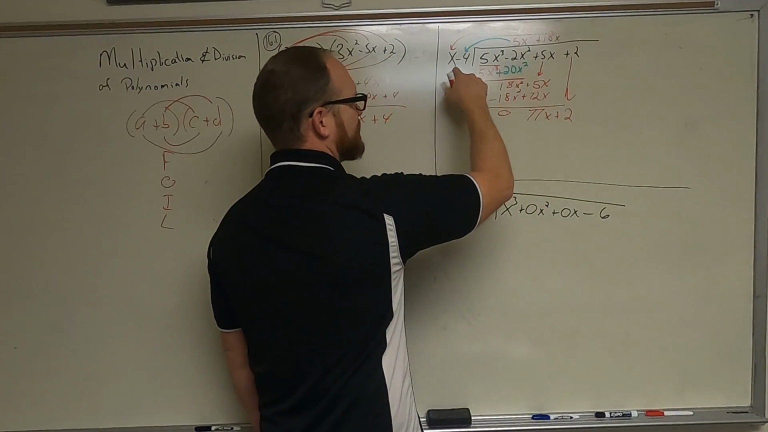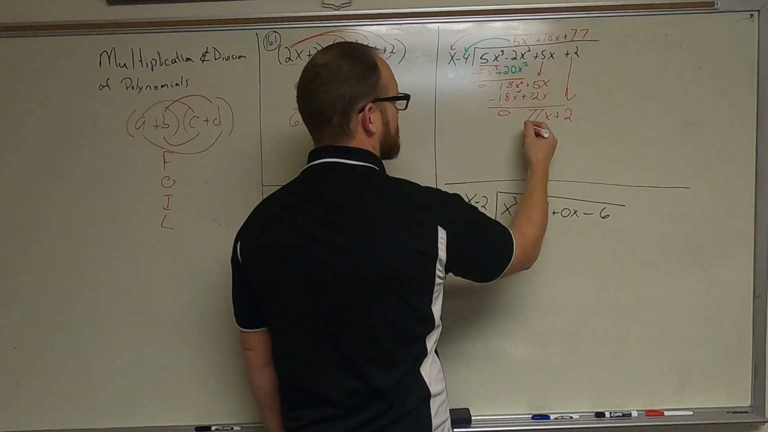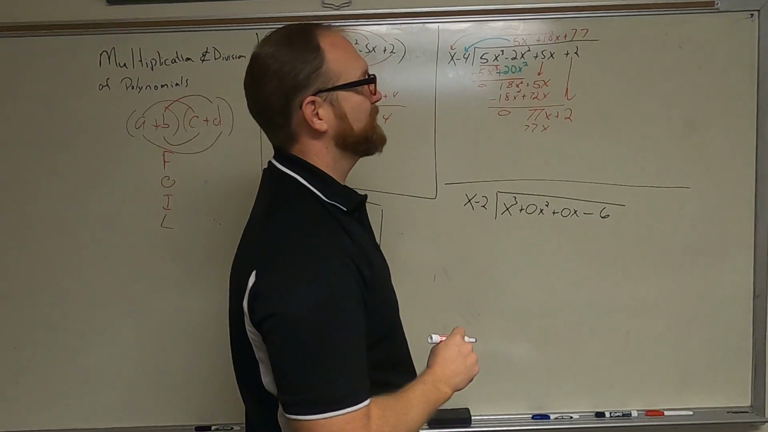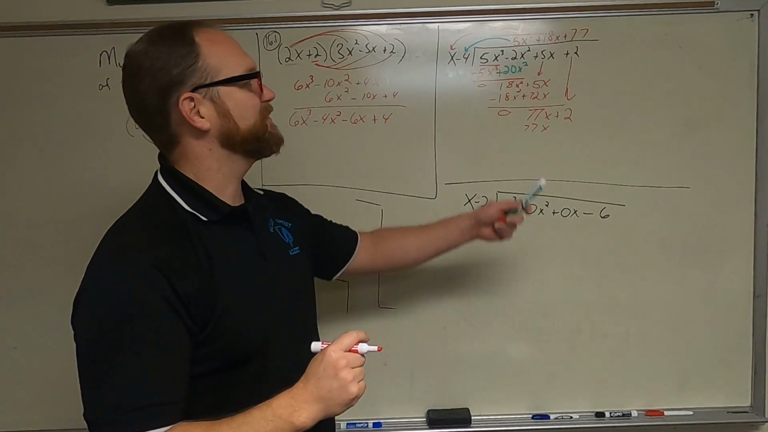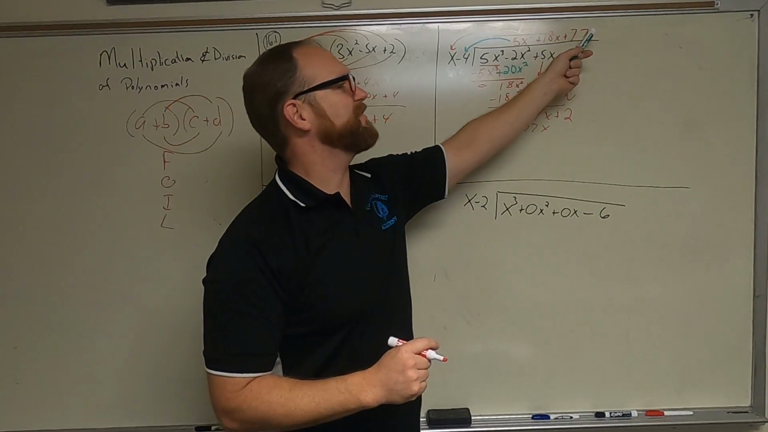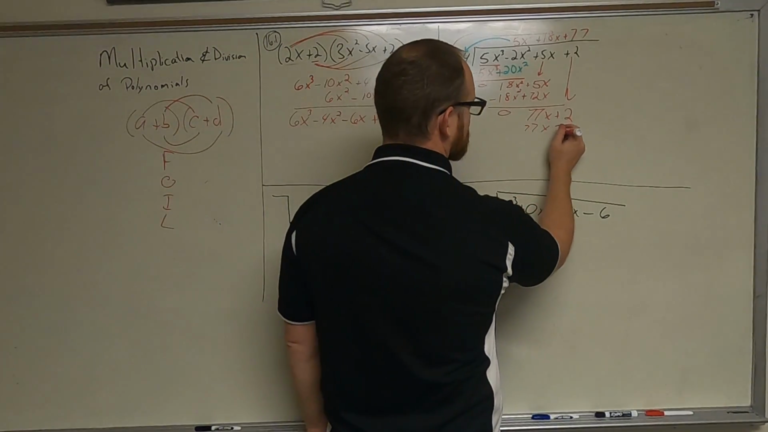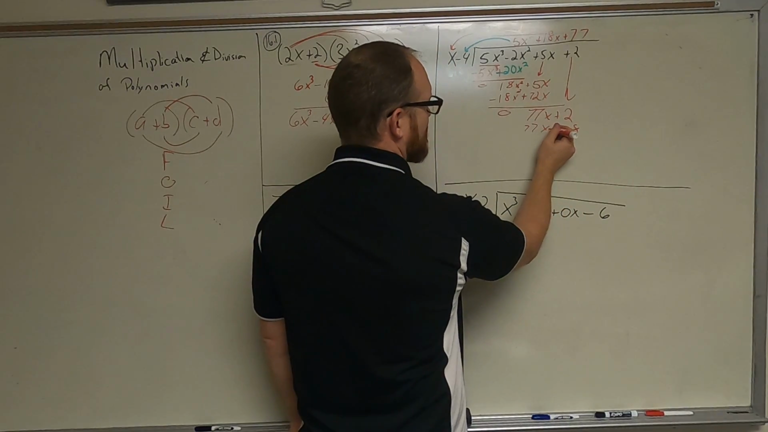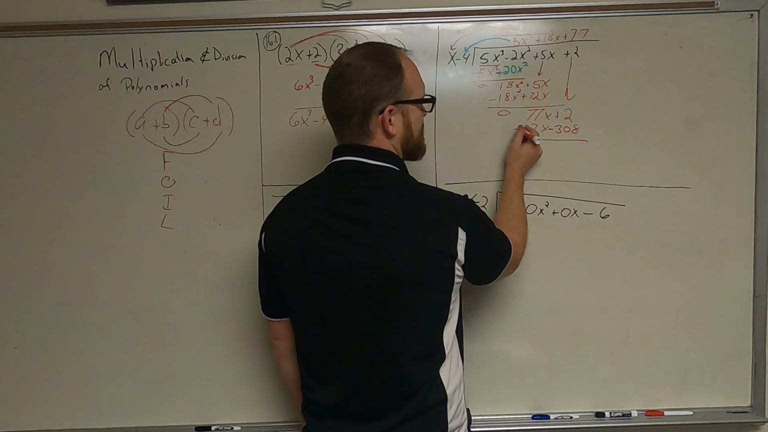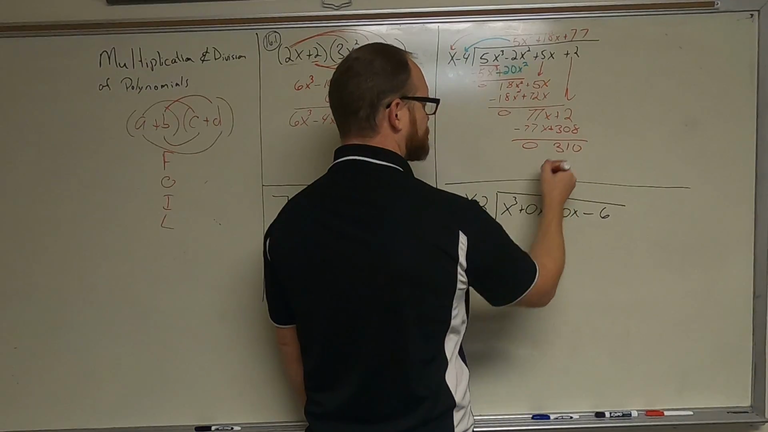So 77x plus 2. Repeat the process all over again. What times x gives me 77x? Yep, 77. 77 times x is 77x. 77 times 4. Man, that's a big one. 70 times 4 is 280. 7 times 4 is 28. Well, 280 plus 28 is 308. By the way, it's a negative, because 77 times negative 4 is negative 308. Change my signs again. The 77x cancels. 2 plus 308 is 310.